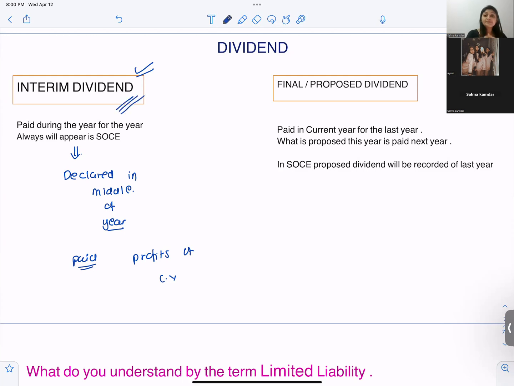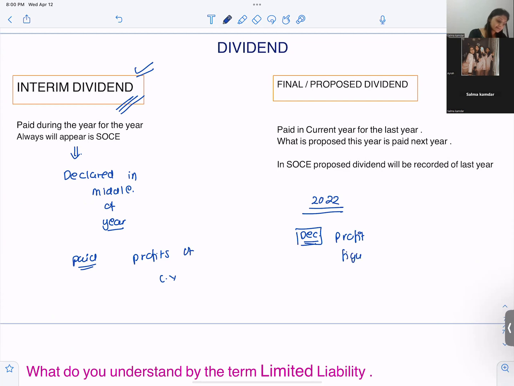Okay. What is proposed dividend? It is the dividend that is not paid, but it is set to be paid. Like, if I am in the year 2022, my year ends in December. So at the end of December, I will know my exact profit figures.